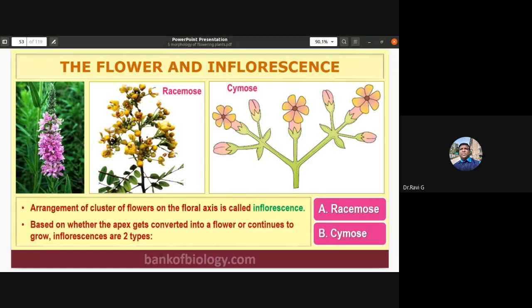Okay, so you see here different slides of inflorescence. You can notice here the inflorescence axis is elongated, and here you can notice the racemose inflorescence where the tip of the inflorescence axis can continue. But in cymose inflorescence, the inflorescence axis ends with a flower. So they are definite, whereas in racemose type, the inflorescence axis or peduncle is indefinite.